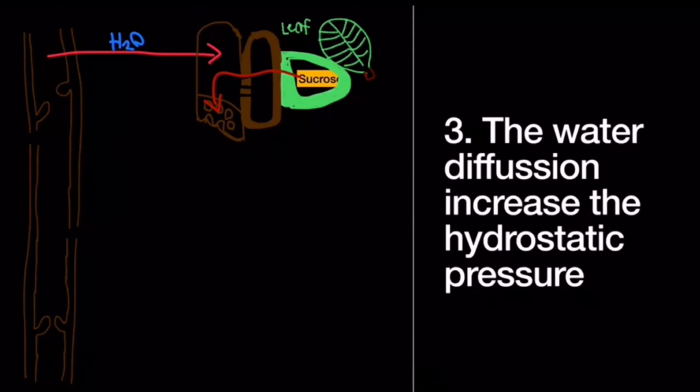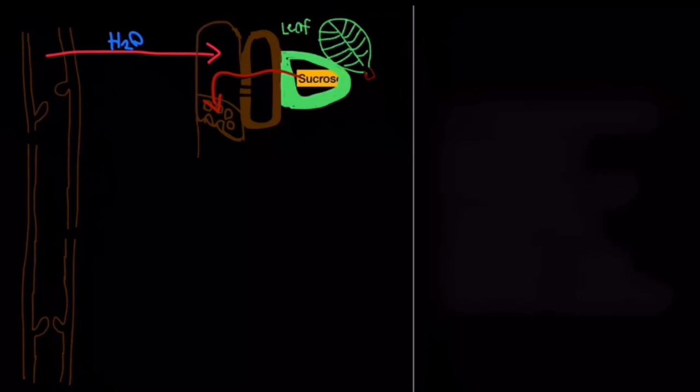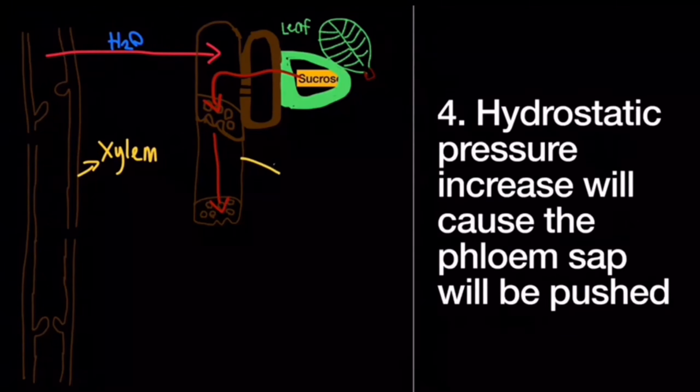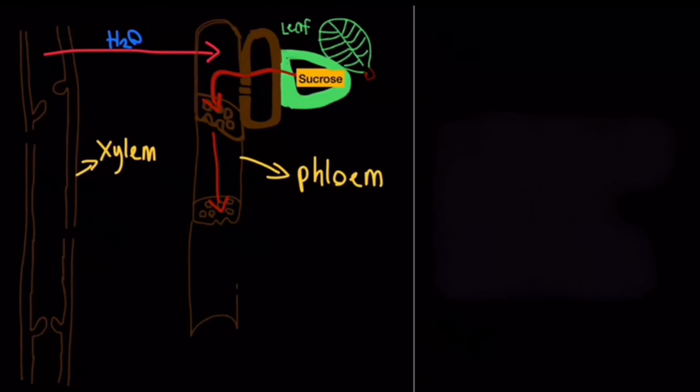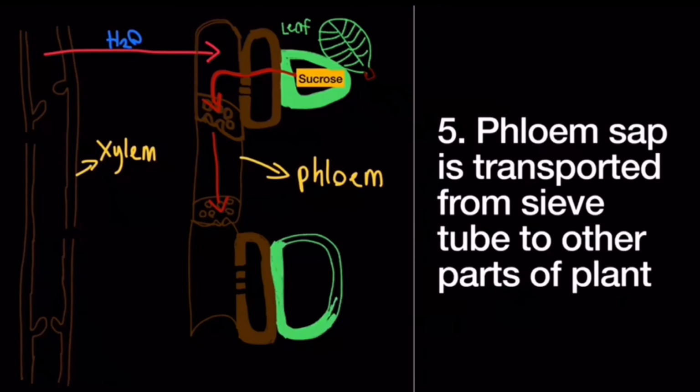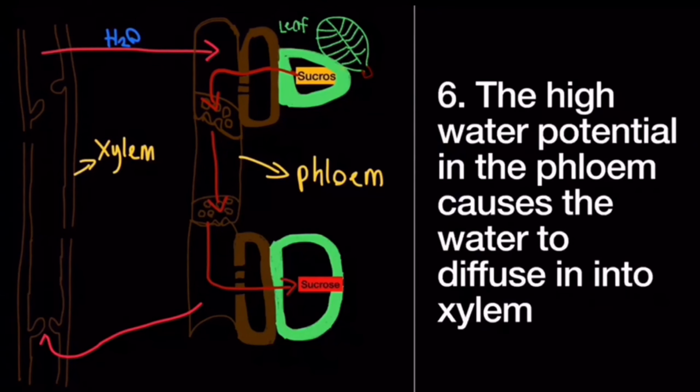After that, the water diffusion increases the hydrostatic pressure in the sieve tube. Consequently, the increase in the hydrostatic pressure causes the phloem sap to be pushed along the sieve tube to the other organs of the plant. Following that, the phloem sap sucrose is transported from the sieve tube to the other parts such as stems, roots, shoots, fruits, and tubers by active transport.